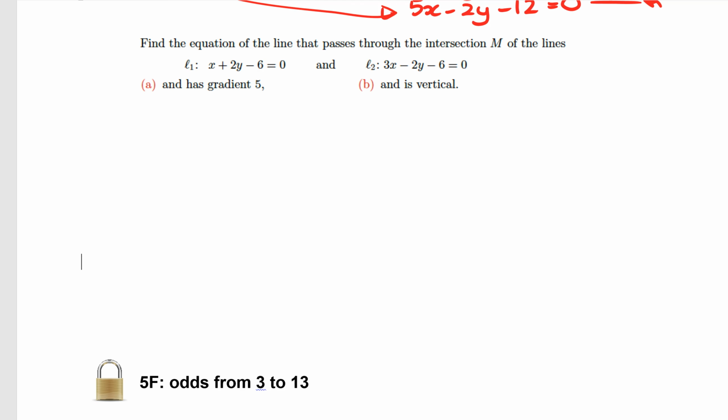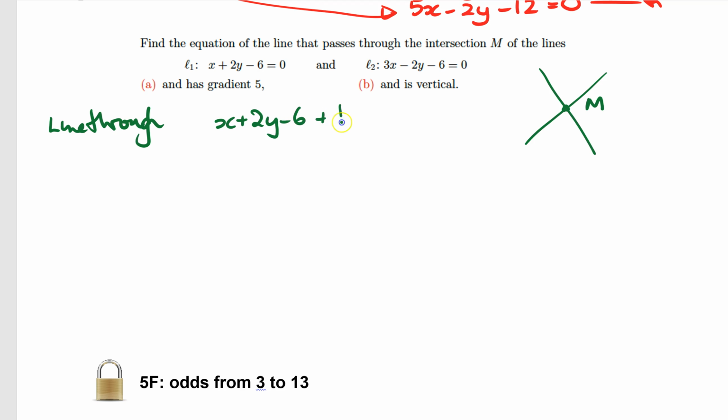So what we will do is, we know that two lines have to pass through the intersection, have an intersecting point, M, and we know how to get the equation of any line that passes through those two. It's going to have the layout of a line through M. Any line through M will be of the form x plus 2y minus 6 plus k lots of 3x minus 2y minus 6 equals 0. So that's any line through those.